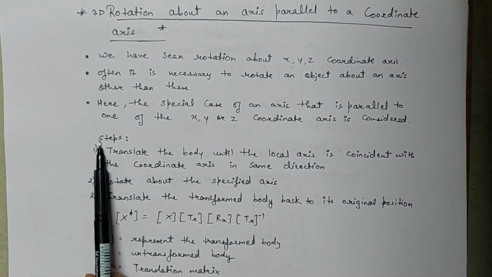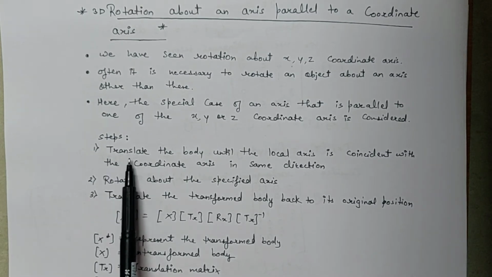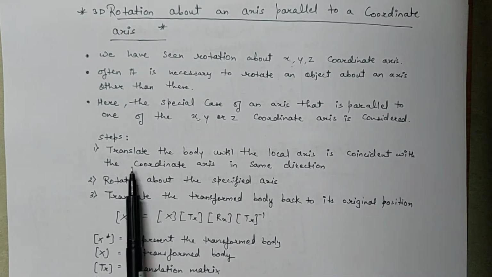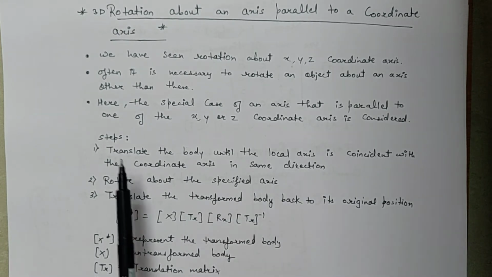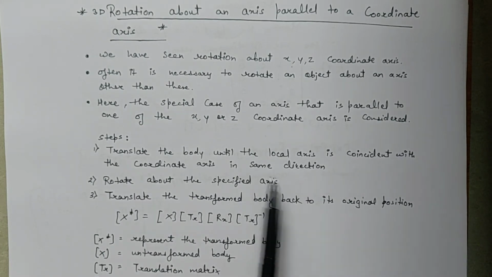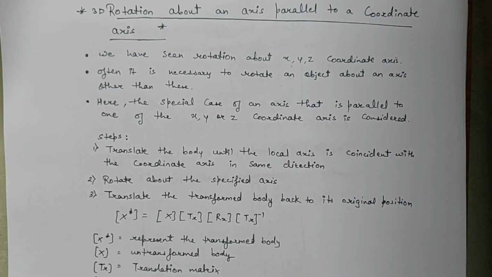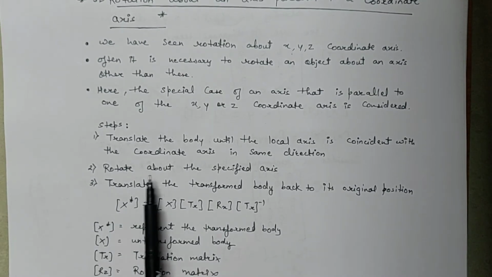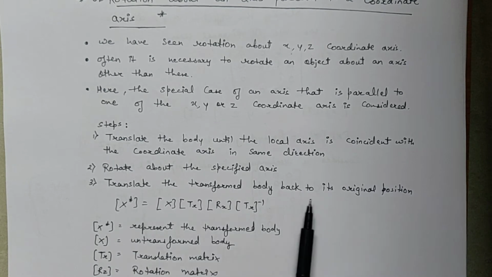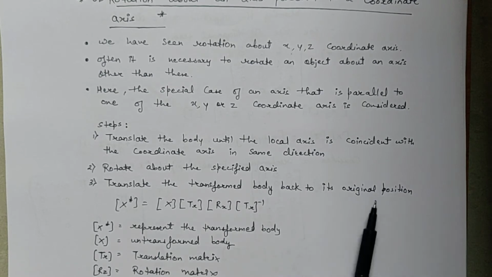There are some steps to calculate a 3D rotation about an axis parallel to a coordinate axis. First, translate the body until the local axis is coincident with the coordinate axis in the same direction. The next step is to rotate about the specified axis, and then translate the transformed body back to its original position. A body means object. So these three steps we have to perform.